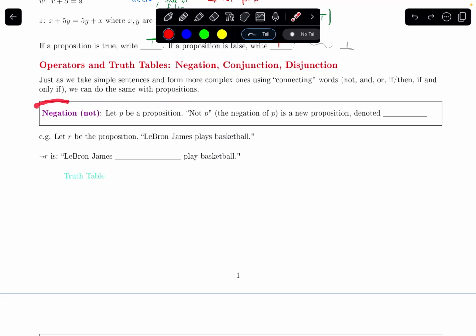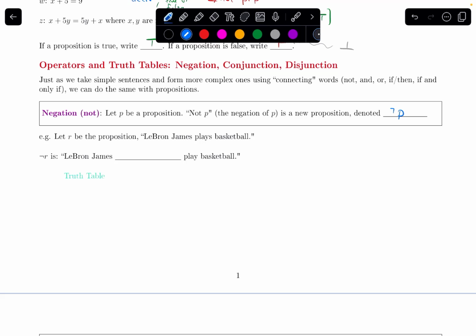The first example is negation, or I can think of this as the word not. I'm going to let P be a proposition. When I have the statement not P, which I can think of as the negation of P, this is a proposition. The way I denote it is we put this sort of right angle symbol, and then I write P. That just means not P, or the negation of P.